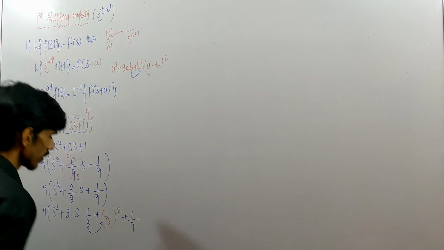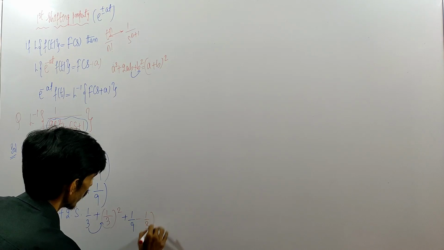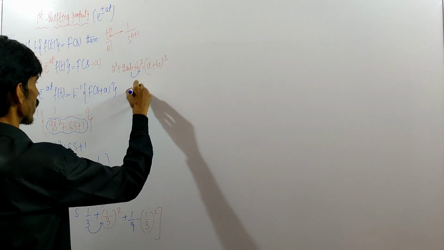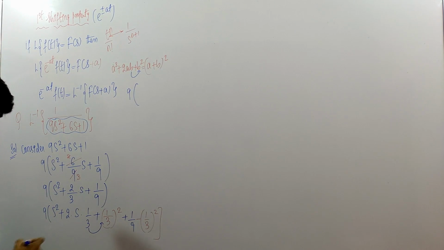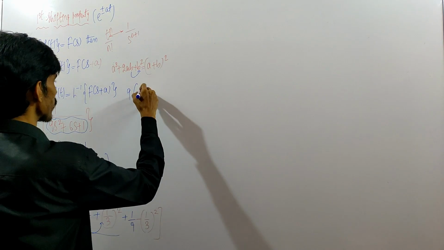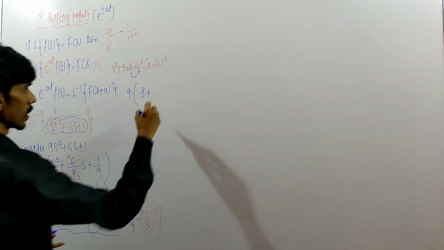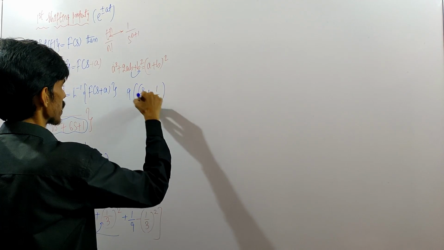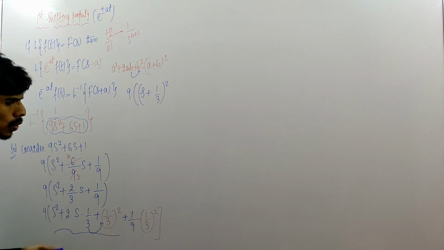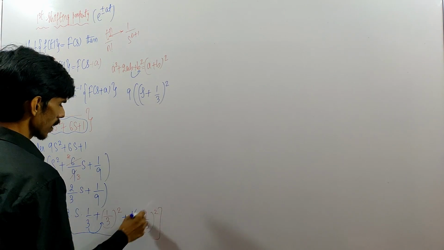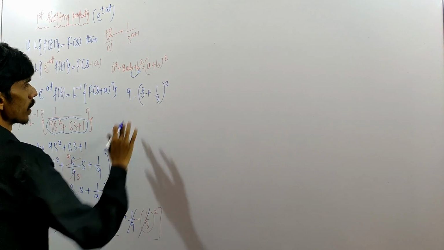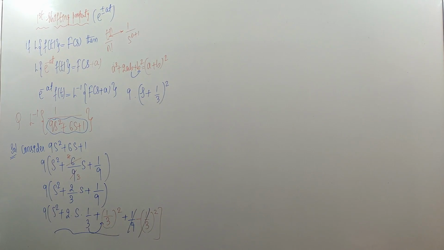Now we have to add and subtract this term 1 by 3 square. Now this will become 9 into, this is a perfect square, a square plus 2ab plus b square, so this will become s plus 1 by 3 square. Here we have 1 by 9 minus 1 by 9, so these two will get cancelled. We will get this only. So we have 9 into s plus 1 by 3 square.